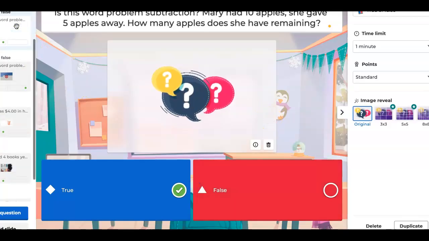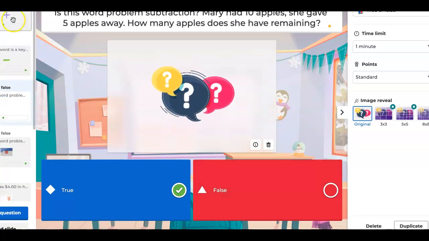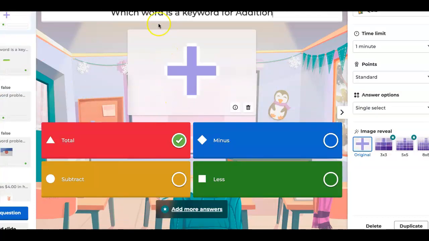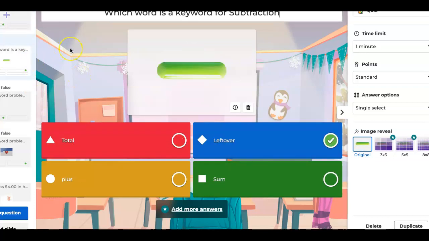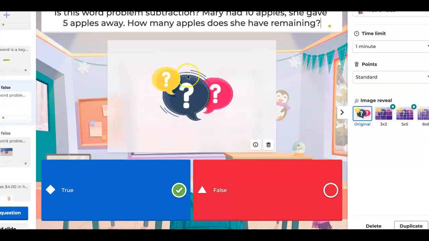this is my Kahoot. So we'll start with the first problem, which is: which word is a keyword for addition? This is where students would have to pick the keyword that represents addition. So there's total, minus, less, subtract. Total is obviously the keyword. And then which keyword is a keyword for subtraction? So there's total, plus, some, leftover. It would be leftover.